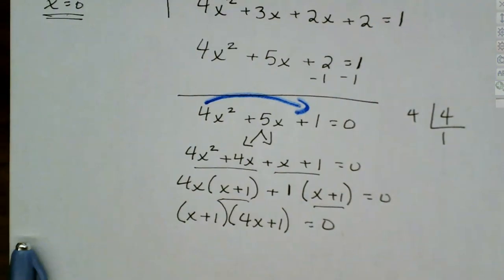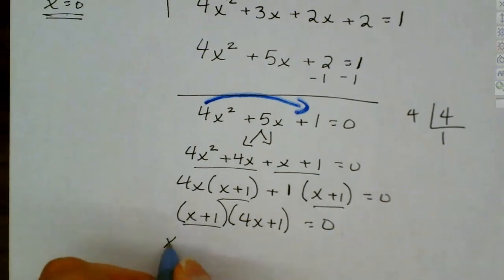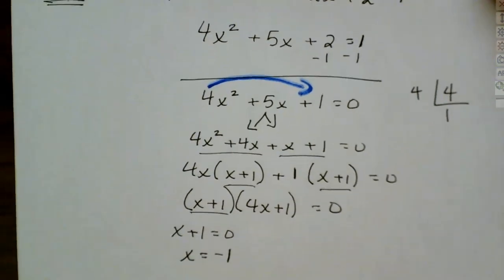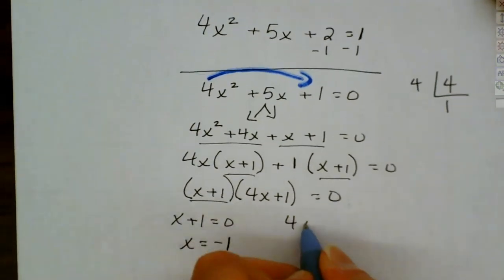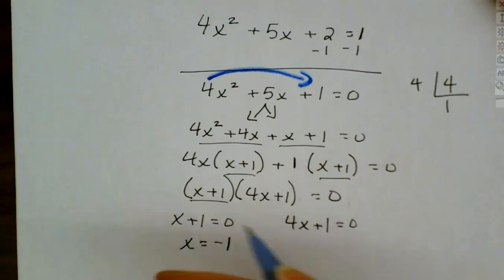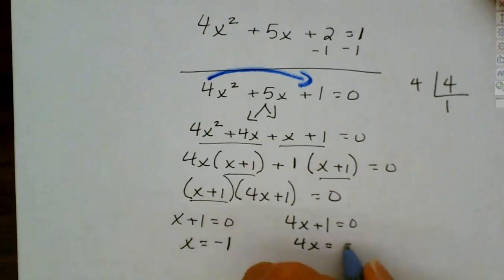Now we can factor it, and we're going to get two possible solutions, but I think one of them is not going to work and one of them will work. Only one of them is going to check out. So x plus 1 equals 0, so x equals -1. And the other one is 4x plus 1 equals 0. 4x equals -1, divide by 4, so x equals -1/4.